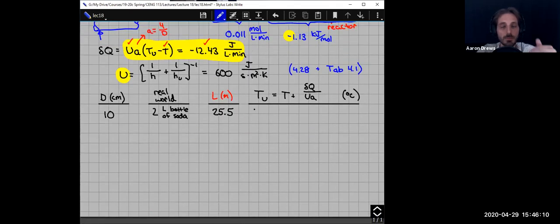Remember, the temperature in the reactor is 90 degrees C. The temperature of the utility has to be below that in order to maintain isothermal operation because the reaction is exothermic. The temperature of the utility that we require is 89.99 degrees C, which is basically the same as the reactor, right? It's almost identical. It's not quite identical, but it's very, very close.